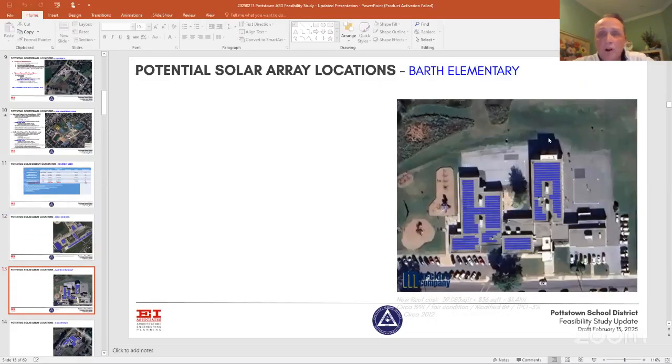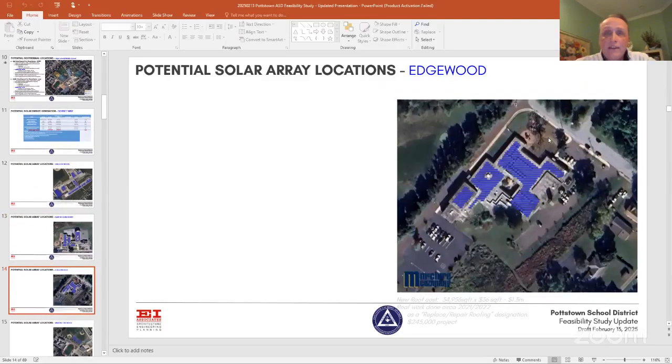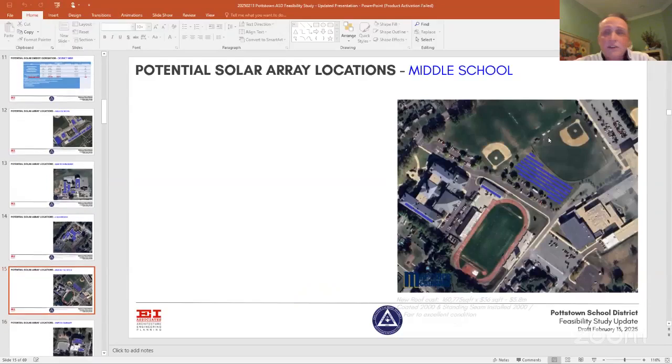We went on to Barth. Barth was another location that seemed to have some good real estate on the roof that we can maximize. And then also Edgewood, understanding currently there's a lot of ductwork and HVAC up there, but if the system changes, or if we go with the same system but a different configuration, we could really maximize the roof area up there and make that generate a lot of energy for the district. We also looked at the middle school.